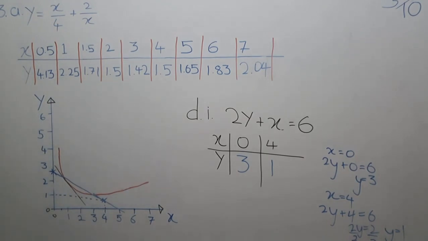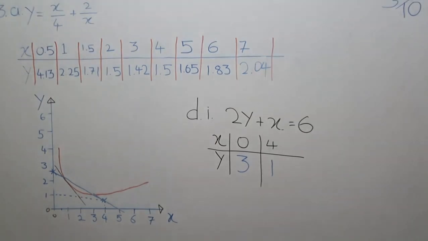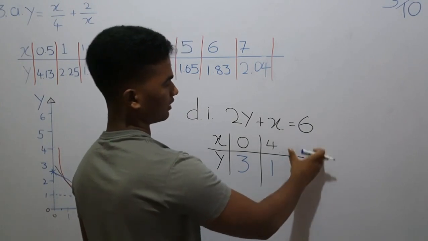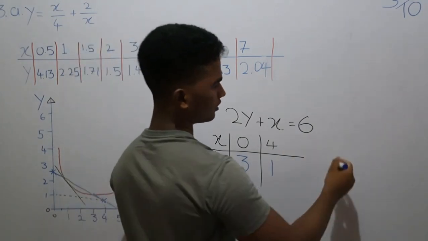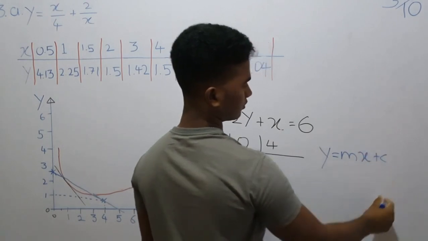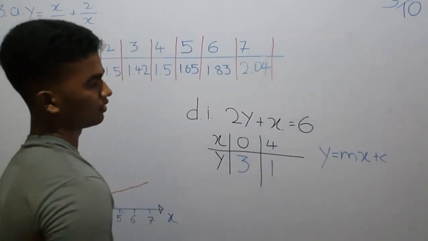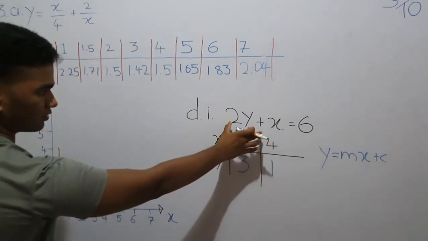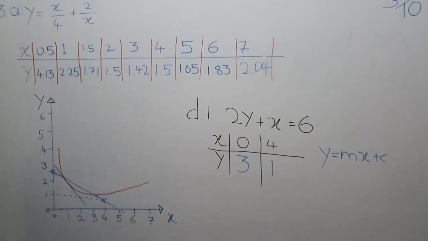So then, looking at this equation, you should be able to determine whether it is a curve or a straight line. Now see, this equation is in the form of y equals mx plus c. This is the equation of a straight line. So this equation is a straight line.